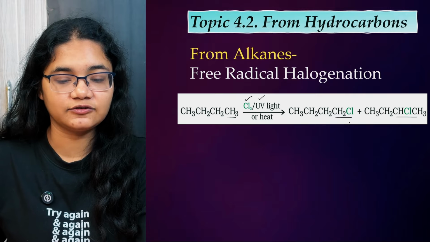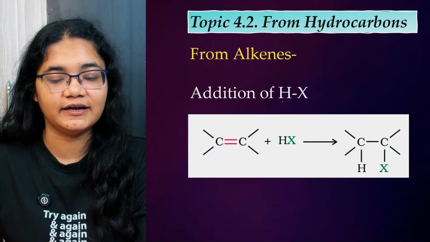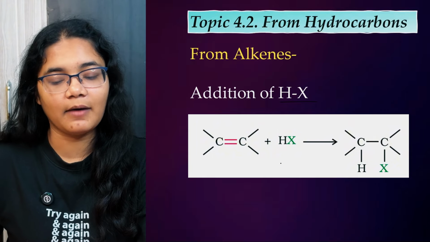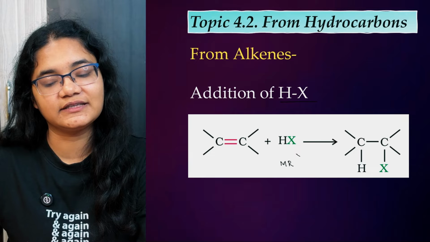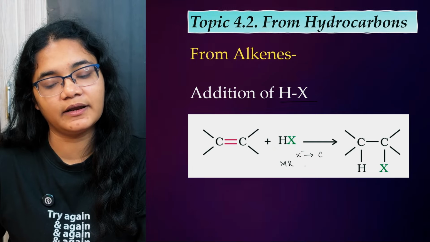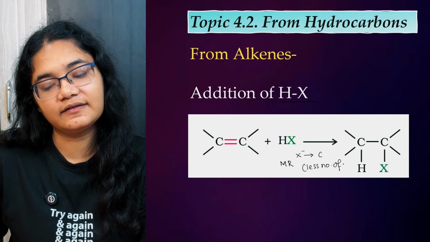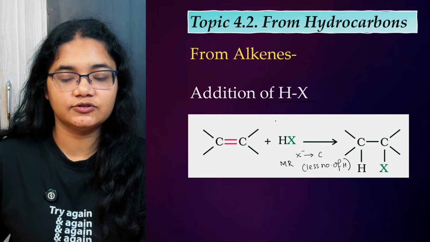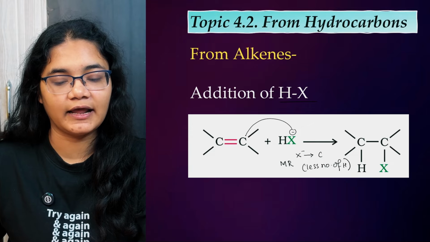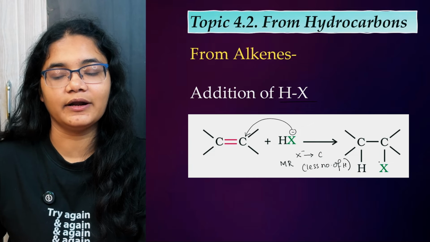Now if I move to the next one, that is from alkenes, you have addition of HX. So here the Markovnikov rule is followed, which says that the negative part will go to the carbon having less number of hydrogen. So here X minus will attack on the carbon and you will get a product like this.